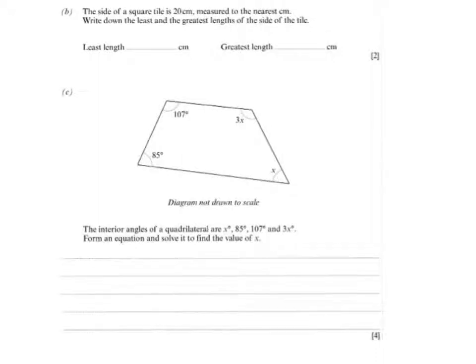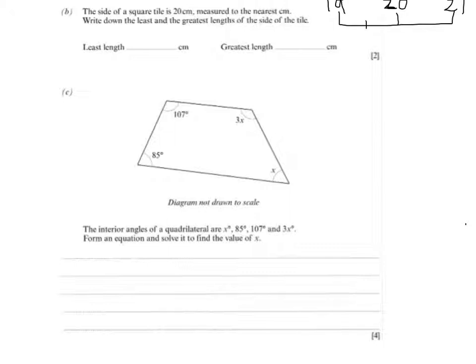Question 4b. We're told the side of a square tile is 20 centimetres, measured to the nearest centimetre. Write down the least and greatest lengths of the side of the tile. So we know that it's been rounded to 20 centimetres. The next centimetre down from 20 is 19, and the next one up is 21.